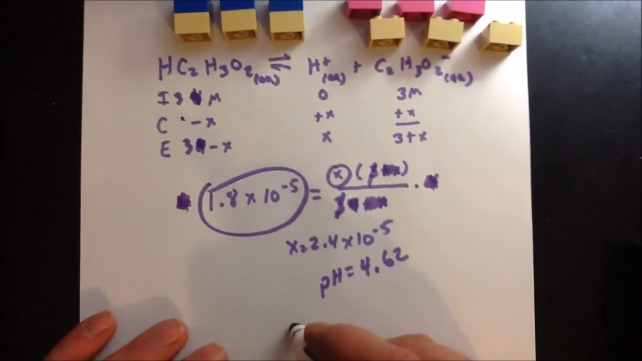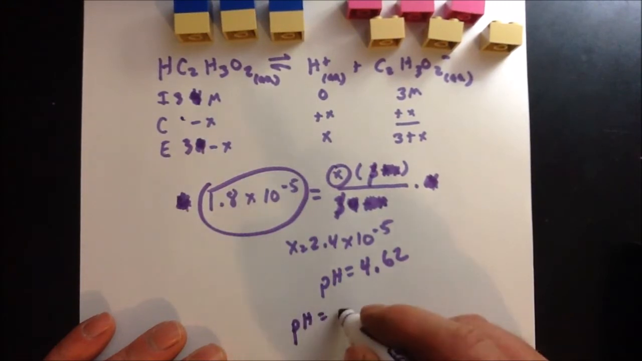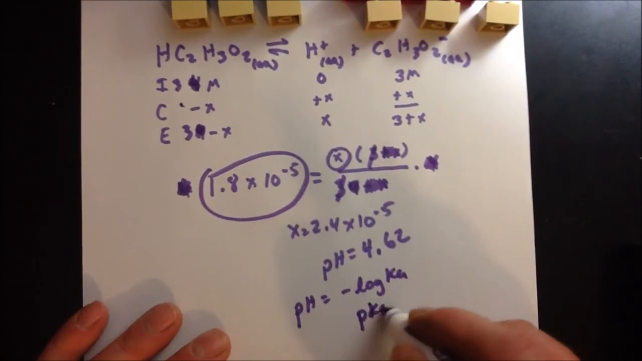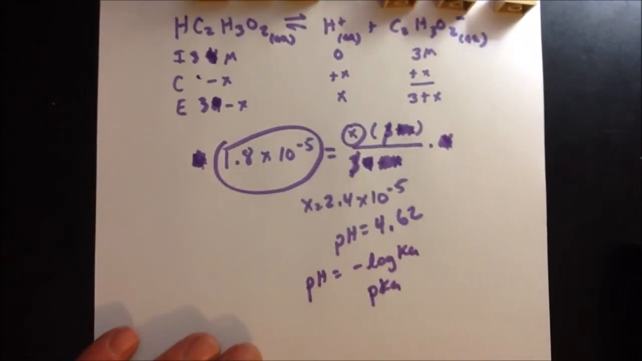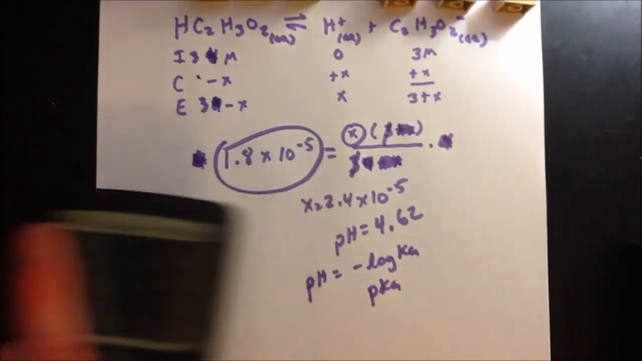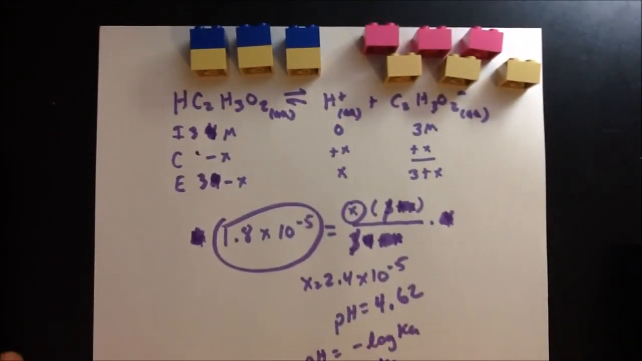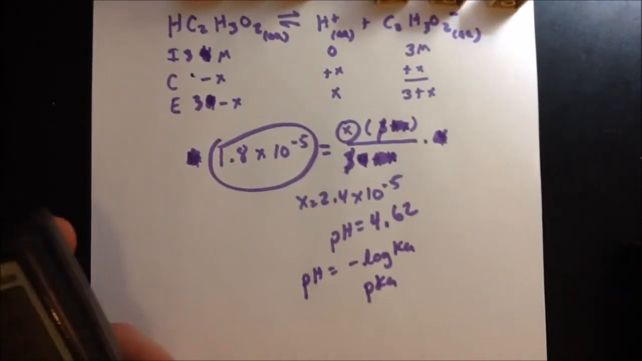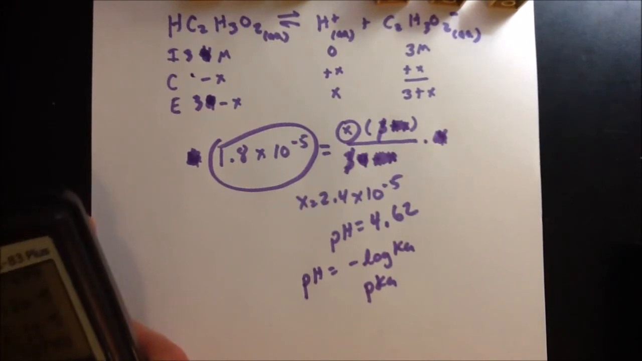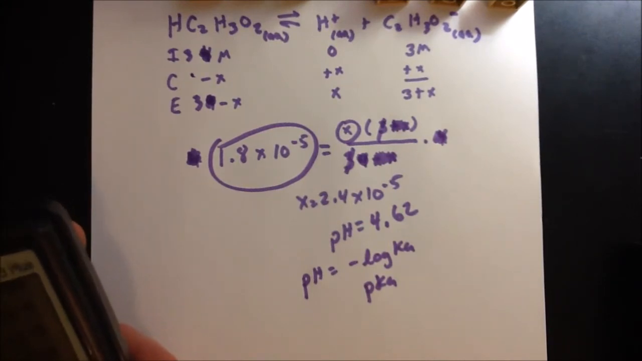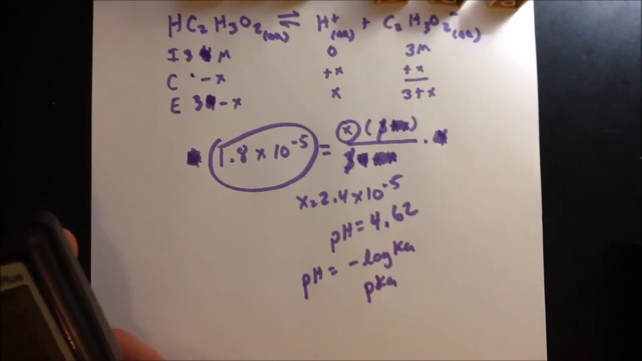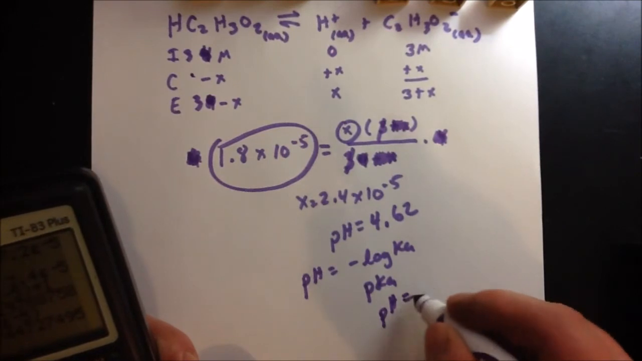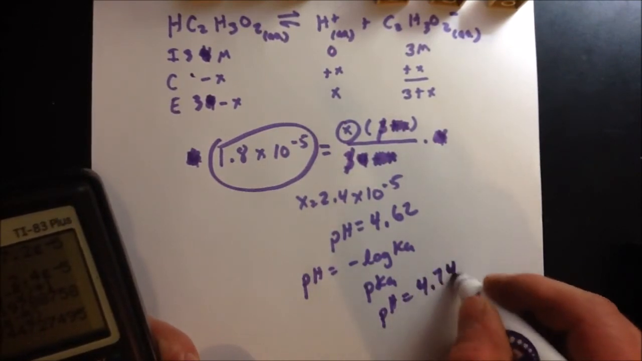Or we say pH is equal to the negative log of Ka, which is called pKa. So we can find the pH simply by taking the negative log of 1.8 times 10 to the negative 5th. Again, that's because we had 3 molar and 3 molar equal concentrations of weak acid and conjugate base. So in this case, negative log of 1.8 times 10 to the negative 5th is a pH equal to 4.74.